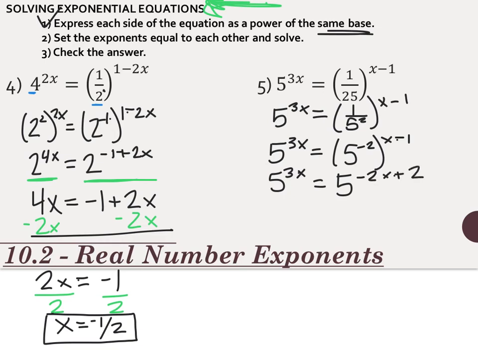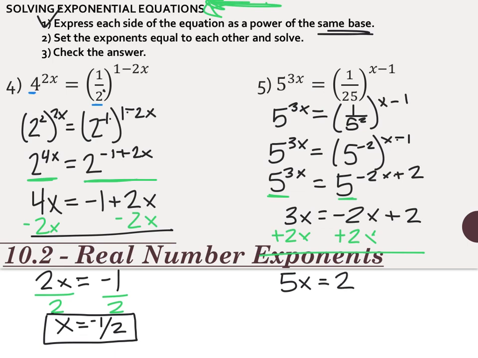My bases are finally the same, so I can just set my exponents equal to each other, and we're going to solve the equation. Plus 2x plus 2x. We end up with 5x equals 2. And then when we divide both sides by 5, we learn that x is equal to 2/5. And that is your final answer.